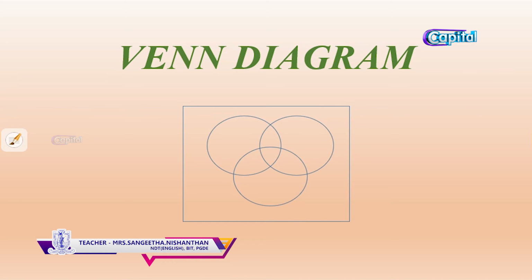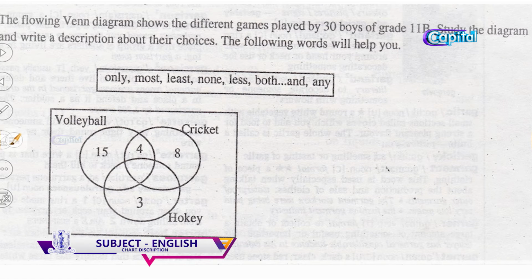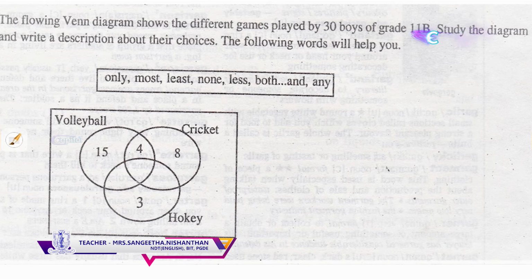Then there is a Venn diagram. It can also be a question in test number 14. Here only the numbers will be used, no percentage. Look here. This is a question from a Western Province exam paper. The following Venn diagram shows the different games played by 30 boys of grade 11B. Study the diagram and write a description about their choices.